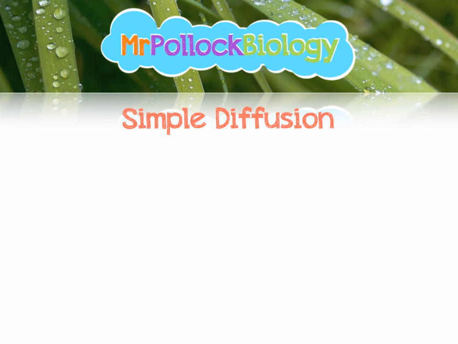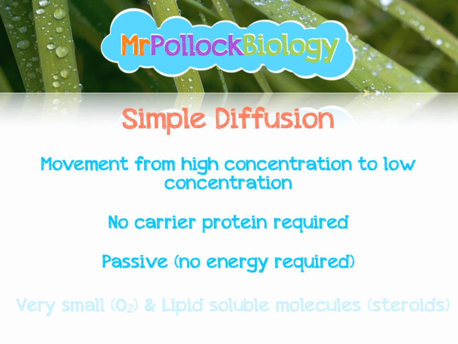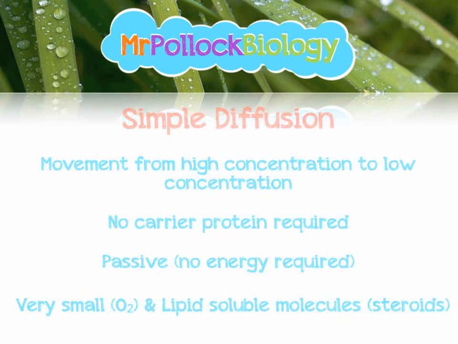So here are the key characteristics. Involves movement from a high concentration to a low concentration. We don't need a carrier protein. We don't need any external energy. It happens passively, and it usually occurs in very small or lipid-soluble molecules. So a very small molecule might be a gas like oxygen, and a lipid-soluble molecule might be something like a steroid. Moving on, we'll look at facilitated diffusion.